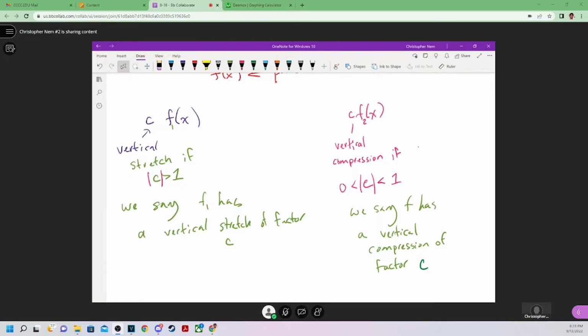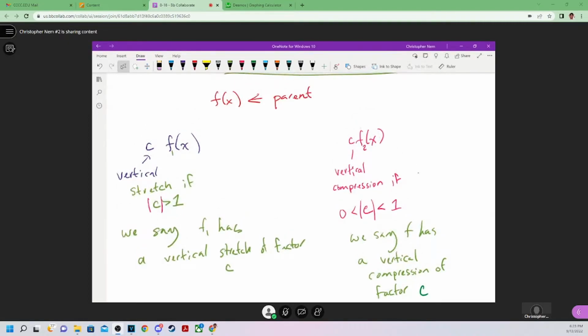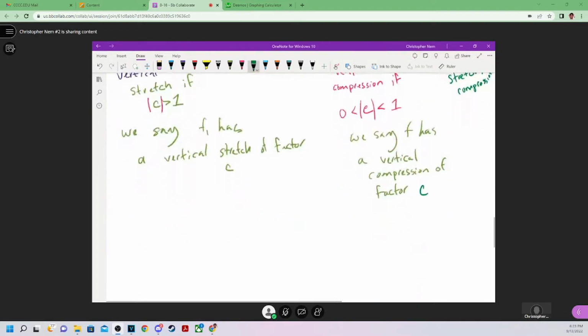And I put the absolute values. The reason why I put that is because negative does not play a role in stretch/compression. The negatives have nothing to do with stretches and compression. So, what do I mean by that?